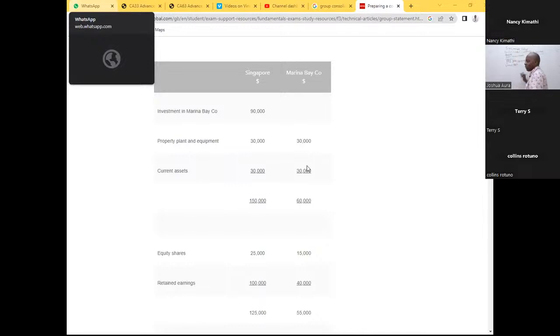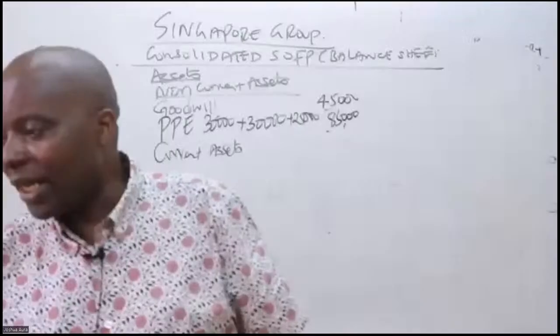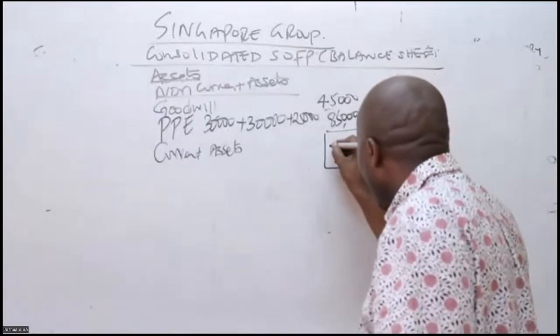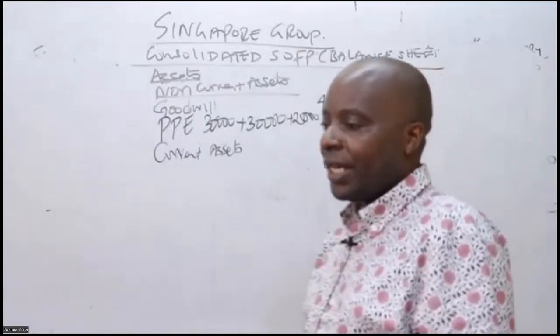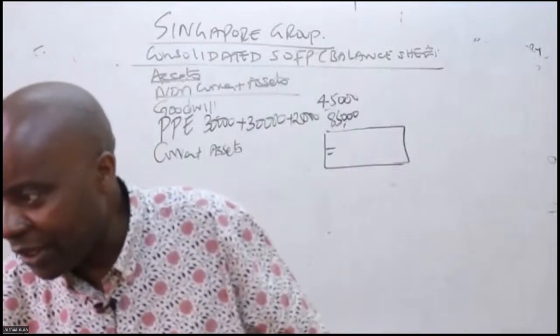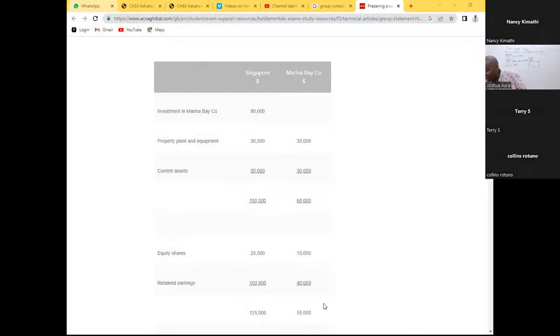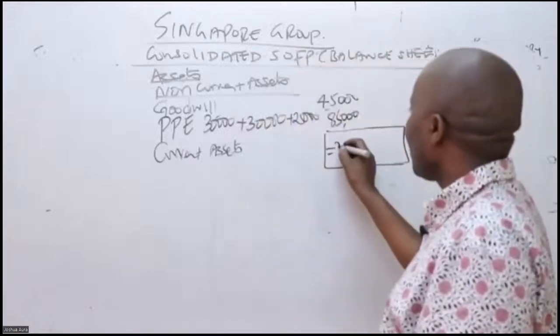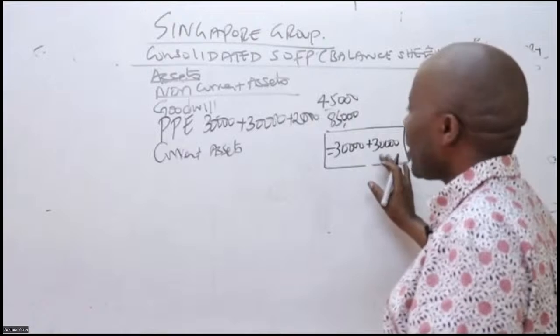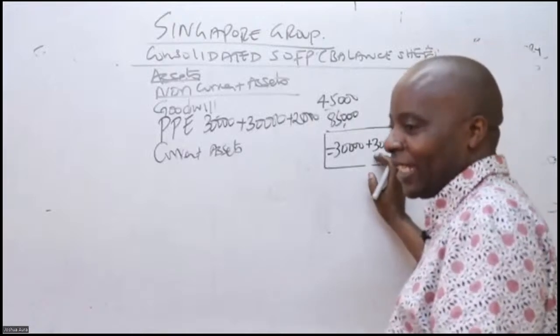I'll simply go to my box here. I'll make adjustments later. I say equals, and I can see current assets. What do we have here? I can see 30,000 and 30,000. So I'll say equals 30,000 plus 30,000. I'll be making adjustments later, but just say like that.